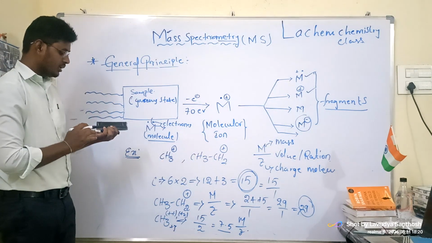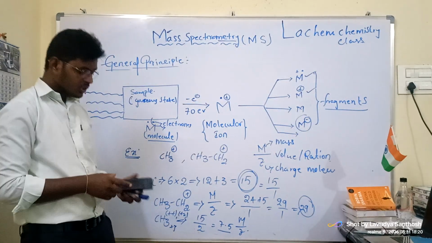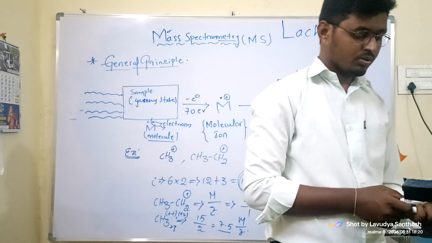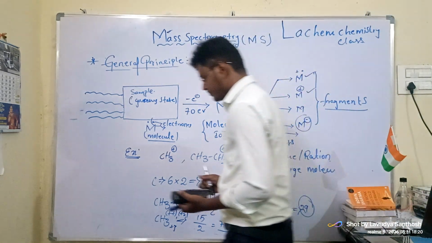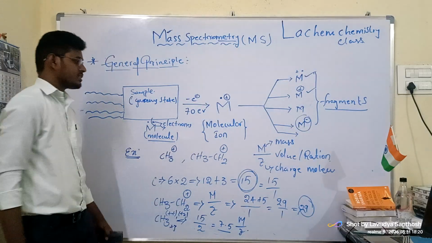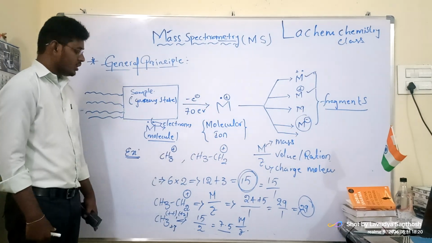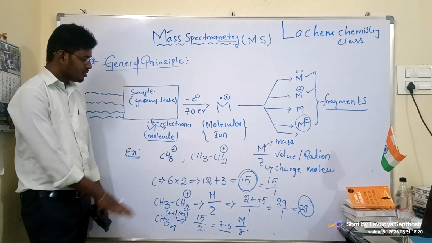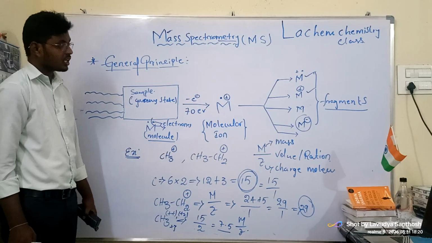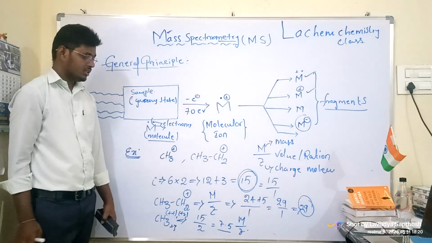Now write this down. The heading is m by z value, charge upon mass. M is the mass of the molecule and z is the charge of the molecule. So you are writing this, and this is how you calculate the mass of a molecule.